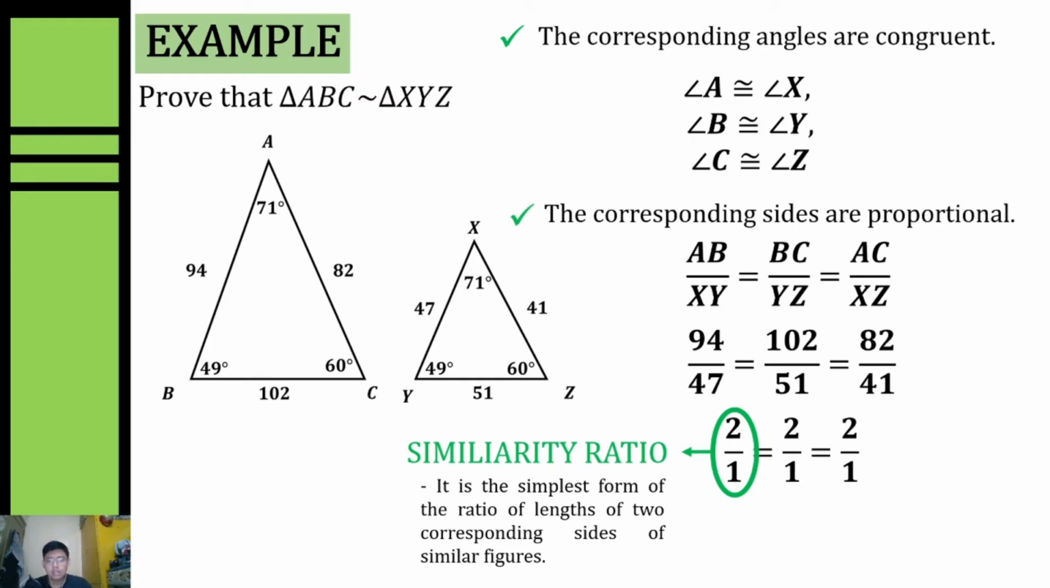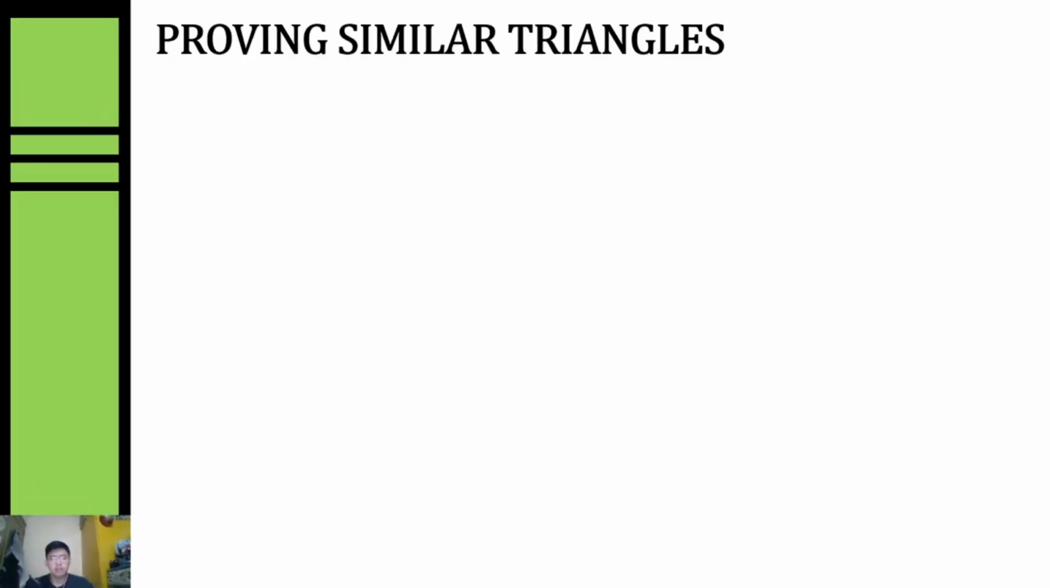Now, since it satisfies our two conditions for similar triangles, we can say that triangle ABC is similar to triangle XYZ. Now, let's talk about proving similar triangles.